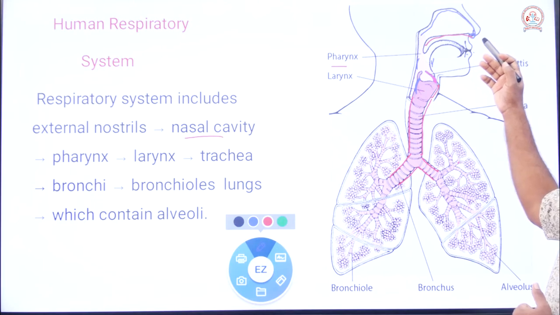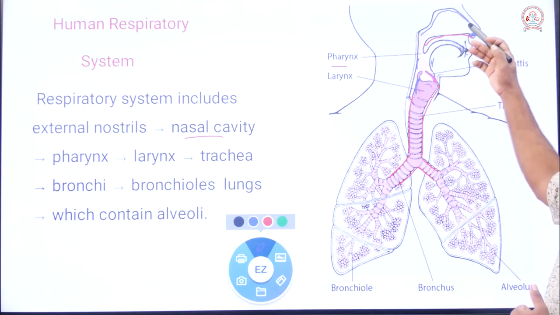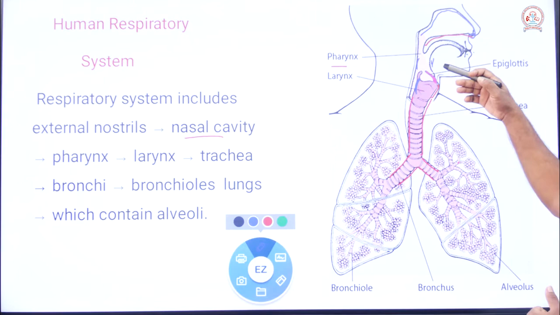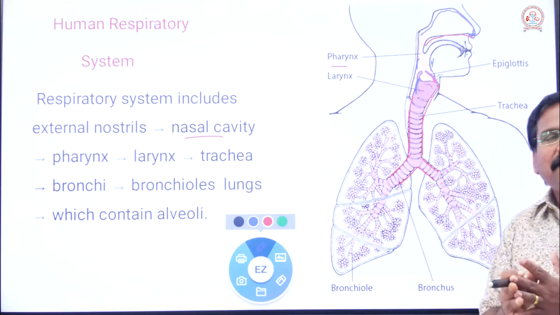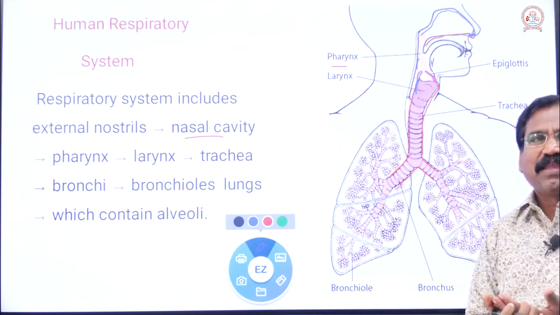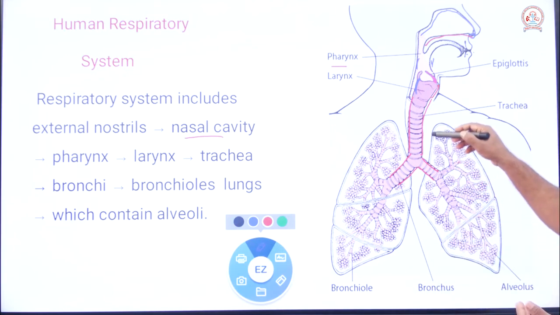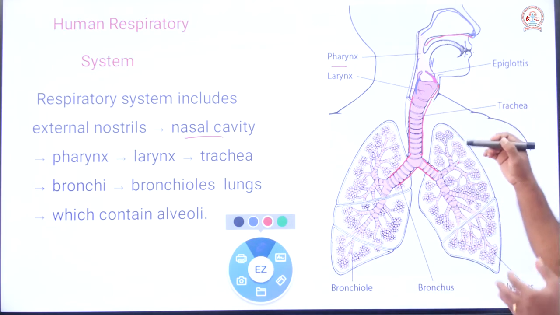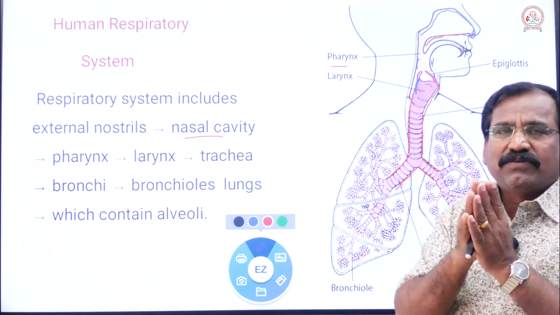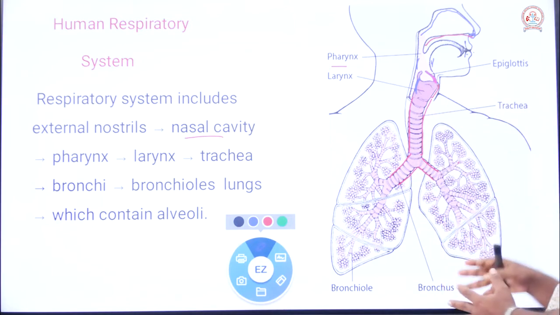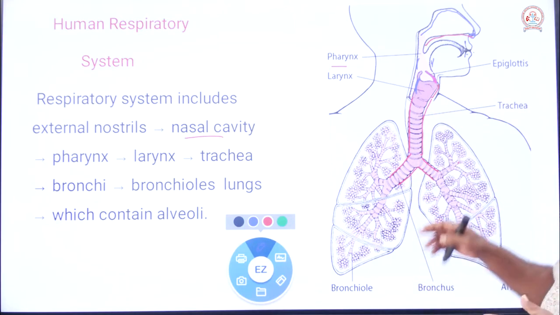The components are the external nostrils, nasal cavity, pharynx, larynx, trachea, bronchus, bronchioles, and it ends in the alveoli. The alveoli are protected by the lungs, enclosed by the lungs, which are a spongy organ.